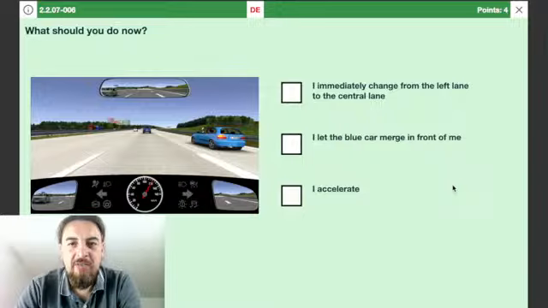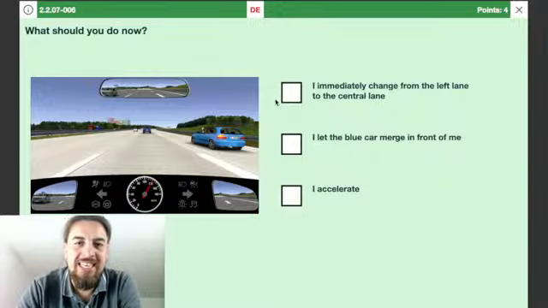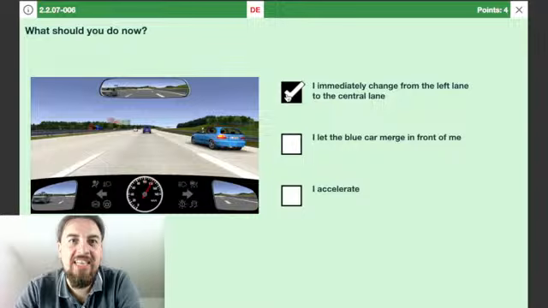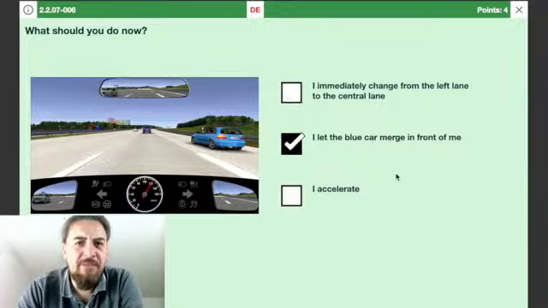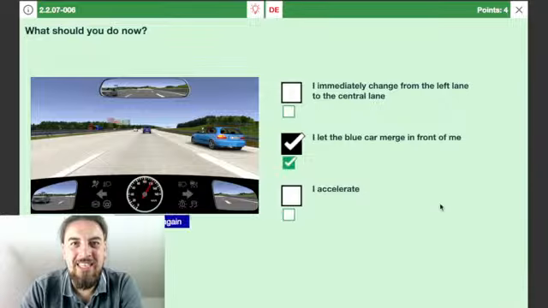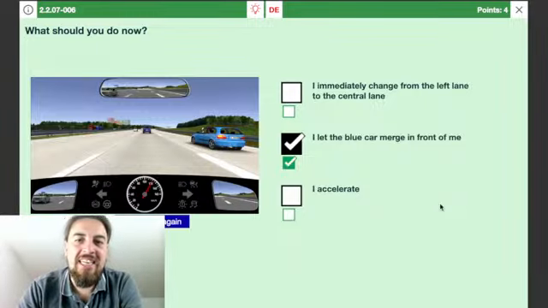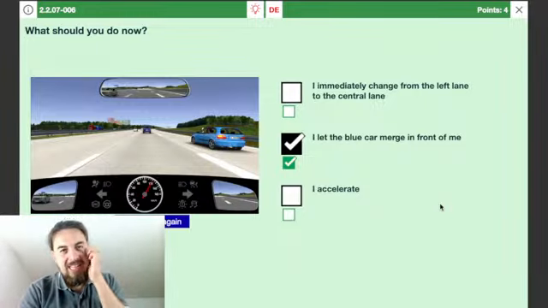I immediately change from the left lane to the central lane. Is not possible because we have seen that car on our left. So the only correct answer, why I'm clicking that, you shouldn't click the first one, is I let the blue car merge in front of me. Even if you have priority, you are a nice, kind driver, and probably one day you will merge in as well, and then you're happy if someone helps you out. So in that case, it's better to use answer number 2.